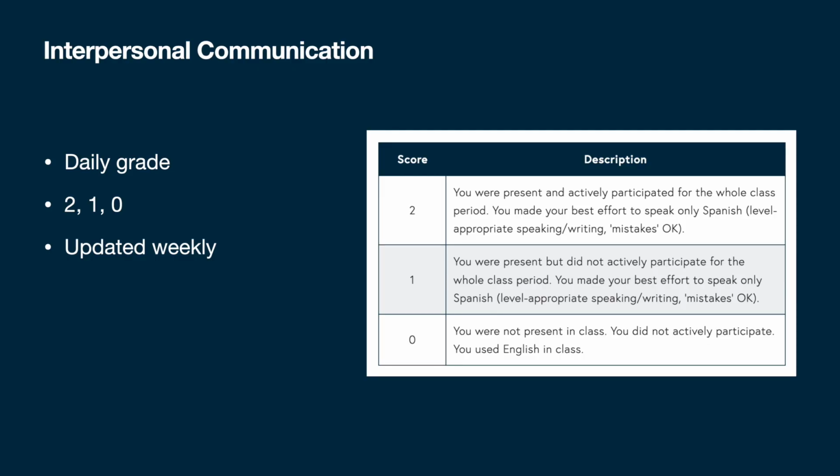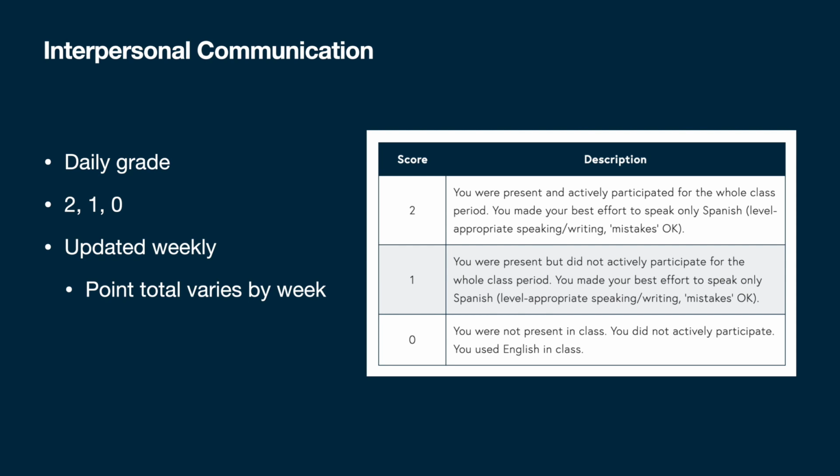Now, a system that I use to make this easier to grade for me is updating this grade weekly. I update it once per week. So depending on the week, the point total will vary. If I have 4 days in the class, the point total for this grade will only be 8 points. If I have 5 days, it'll be 10 points. If I only have 2 days, it'll be 4 points, etc.